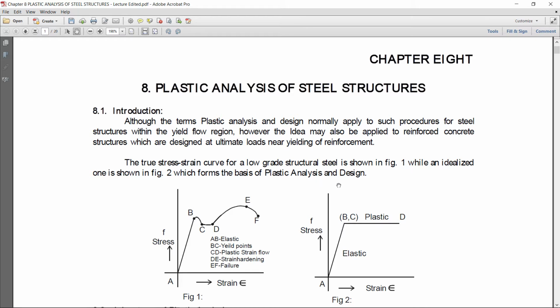Meaning, for plastic analysis and design, we use this bilinear curve, the elastic and plastic curve, for the plastic analysis of structures. This is a simplified form of the stress strain curve of steel material. From A to B, that is the elastic region, and from C to D, that is the plastic region.